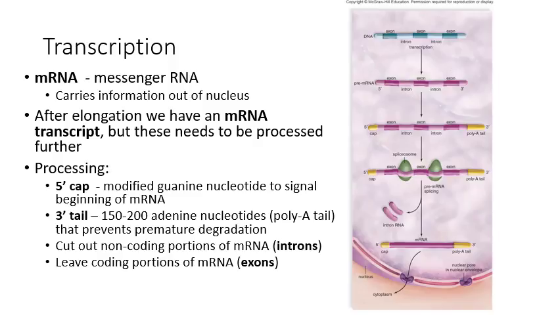But the longer this poly A tail is, the longer it's going to take for our mRNA to degrade. So if we want this mRNA to stick around for a long time and be used to make more and more protein, we're going to make a longer poly A tail. If we just want to make protein in a very short period of time, we'll have a short tail and it'll get degraded quickly. So this is a way that we can control how much protein we make.